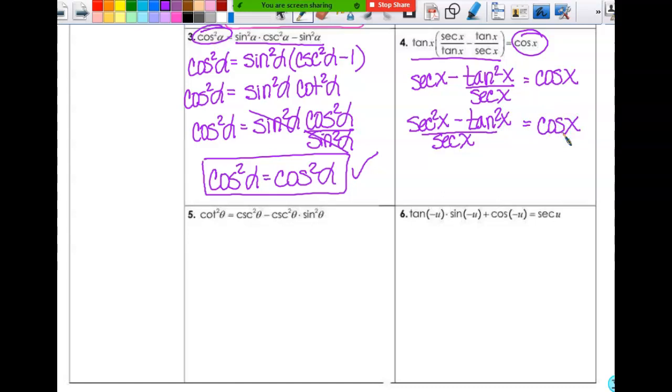So then I've got some squareds. I go look at my Pythagorean identities. Is there something I could substitute for secant squared minus tangent squared? What would it be? 1. Good. Very good. So secant squared minus tangent squared is 1. So I get 1 over secant x equals cosine x. And then I know that 1 over secant x is cosine x. That equals cosine x. And we are done.